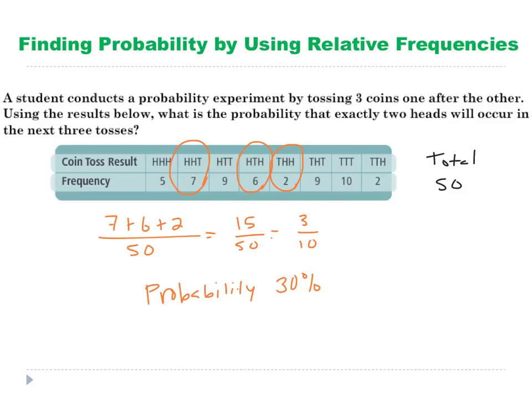So based on this data, there is a 30% probability that exactly 2 heads will occur in the next 3 tosses. Kind of tying this back to your 13.1 section, this is relating to our experimental probability here, because this was a specific experiment that occurred, not theoretical.